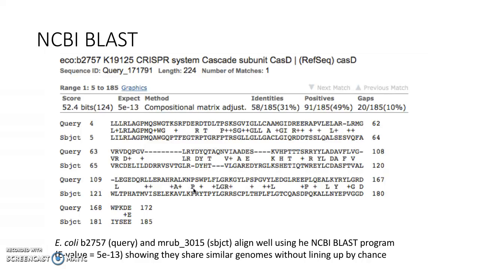This is the NCBI BLAST of E. coli b2757 and mRub3015. And as you can tell by the E value, which is fairly low and within the correct range, these do not line up by chance. And according to the identities, which is fairly decent for this, they do share similar sequences.